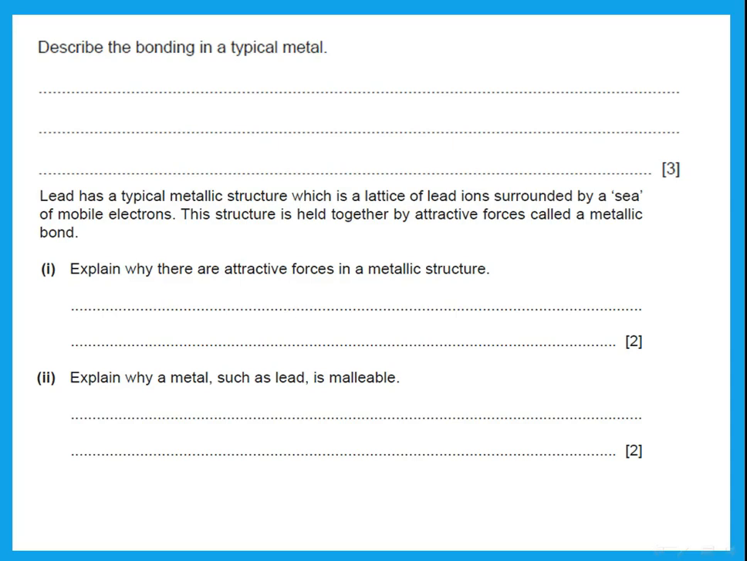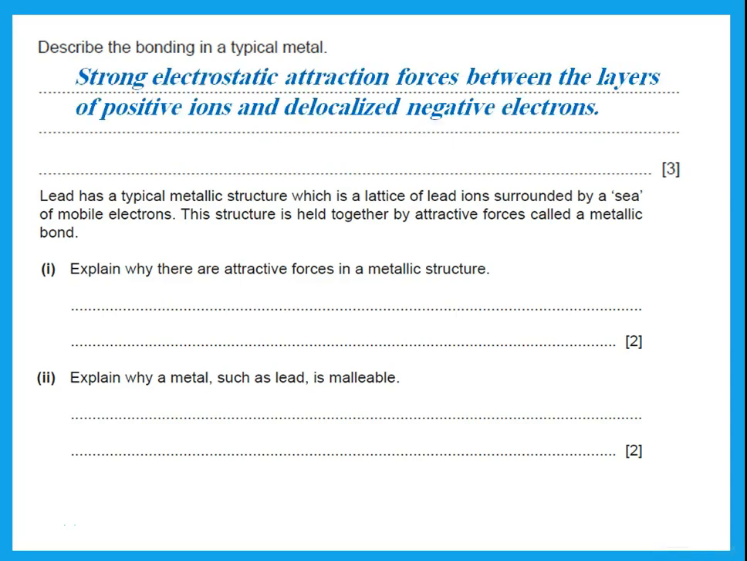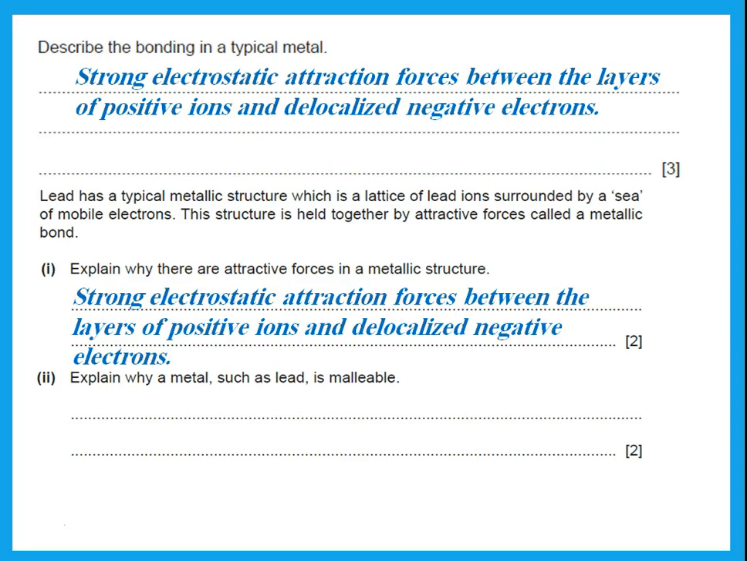Describe the bonding in a typical metal. So he's just telling me to describe what we have in a metal. You should remember that the metal has strong electrostatic attraction forces between what? Between the layers of positive ions and the delocalized negative electrons. Explain why there are attractive forces in a metallic structure. Remember that in a metal there is strong electrostatic attraction force between layers of positive ions and delocalized negative electrons.